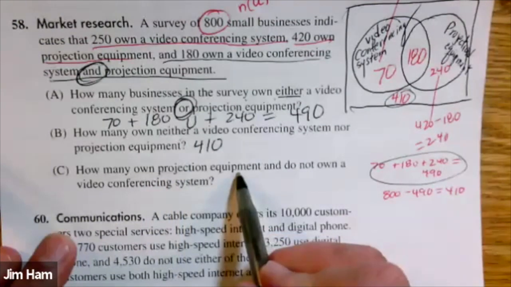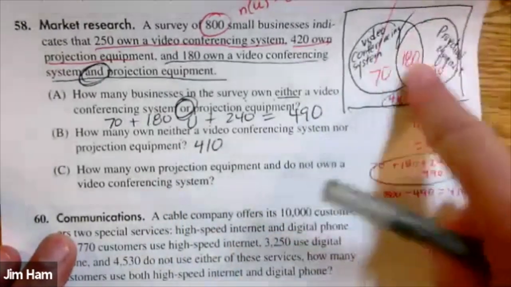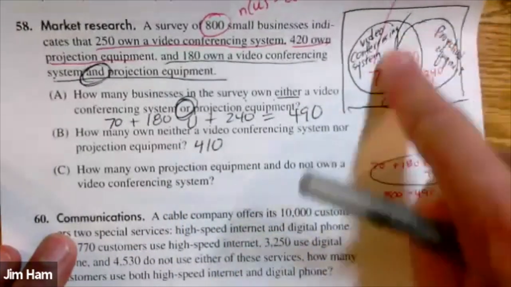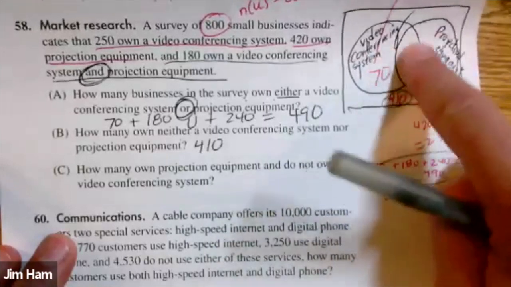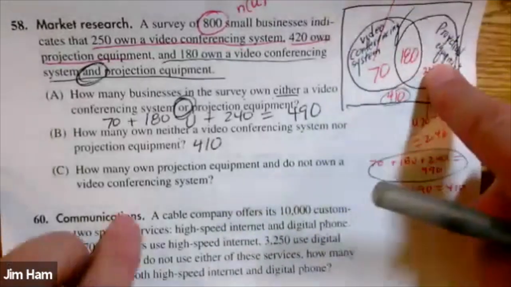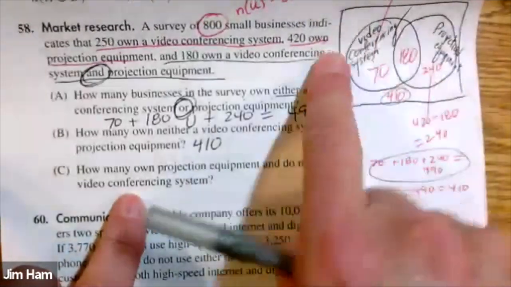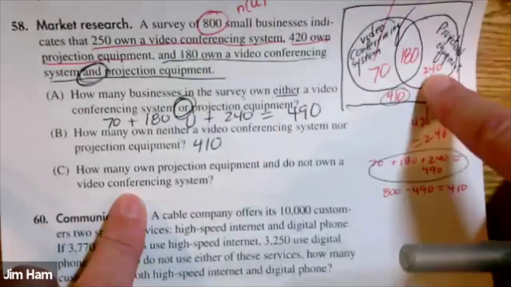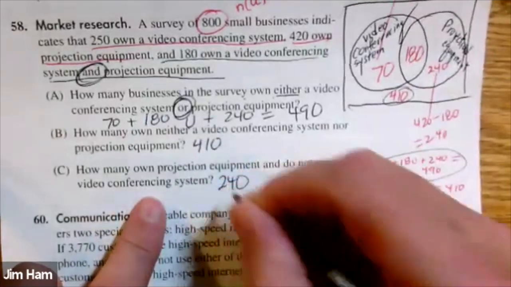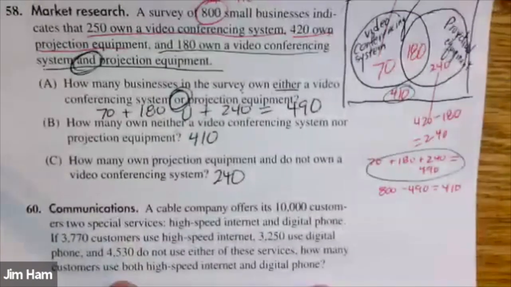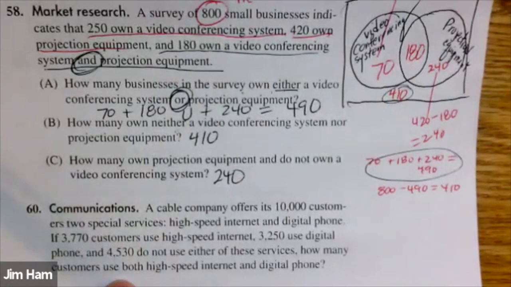How many own projection equipment? So we're talking about these 420, but do not own the video conferencing system. So of these 420, these 180 also own the video conferencing system. So these 240 are the ones that own the projection equipment, but not the video conferencing system. So these are called survey problems. And the idea is we're going to use the addition principle for sets to count up the number in each of the regions.